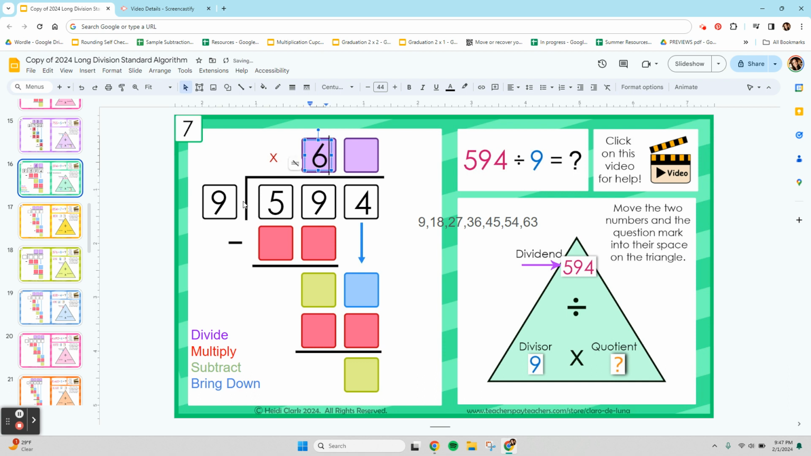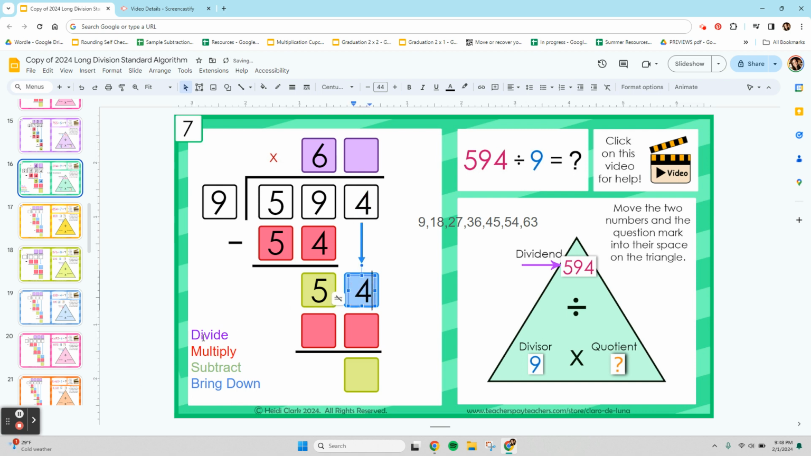We're going to multiply it back down because 6 times 9 doesn't really get you to 59. It gets you close. So 54. Now, we want to figure out what's left over because we still need to use that. So we're going to do 59 minus 54. That's our green, our subtract. And we get 5. Next step is to bring down, which means we're going to be bringing in this last digit here, which is our 4.